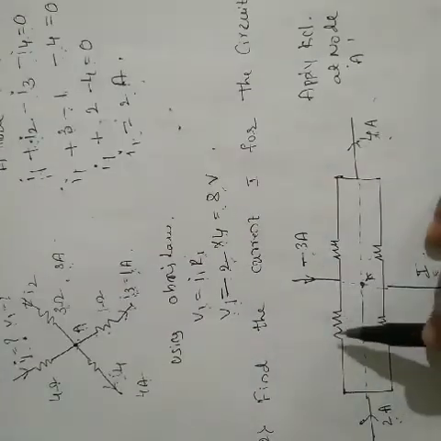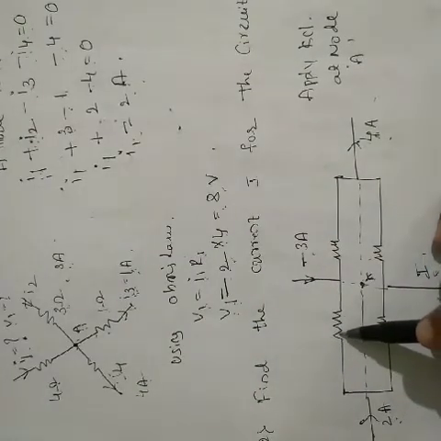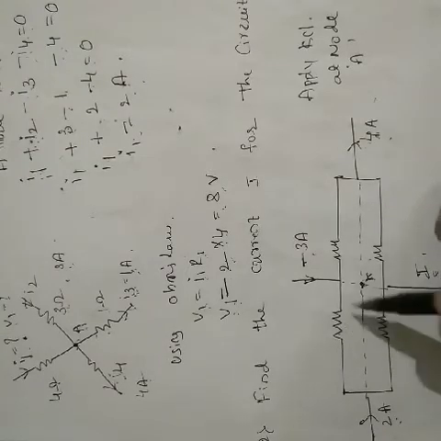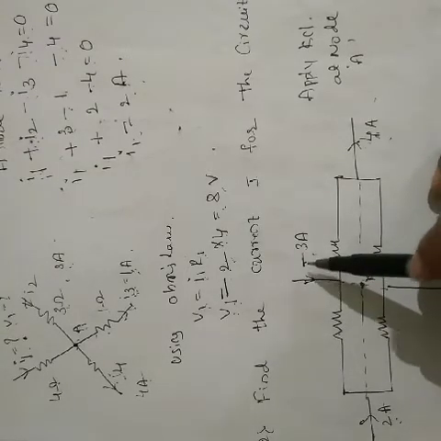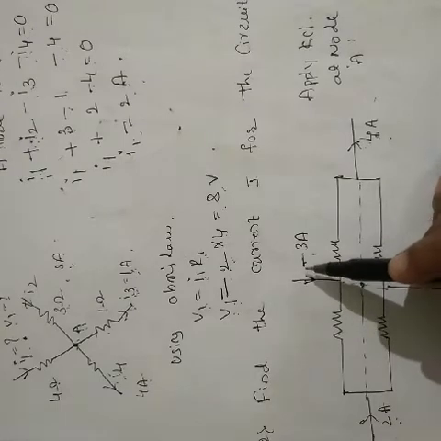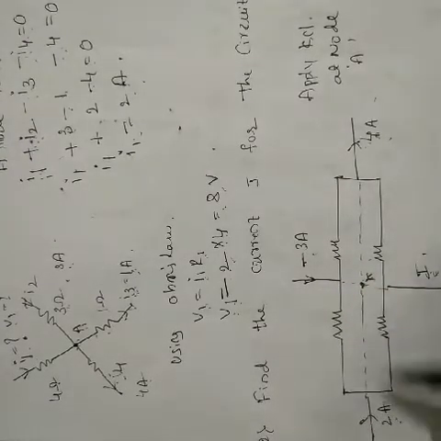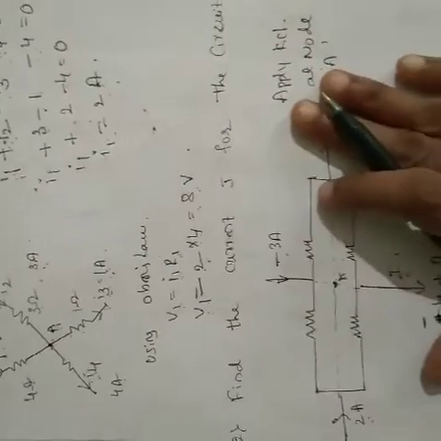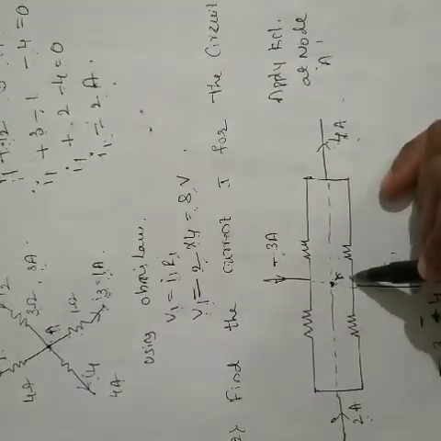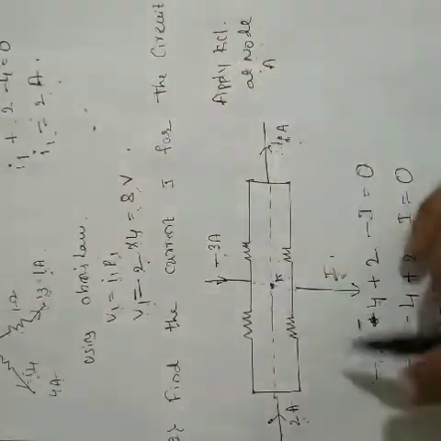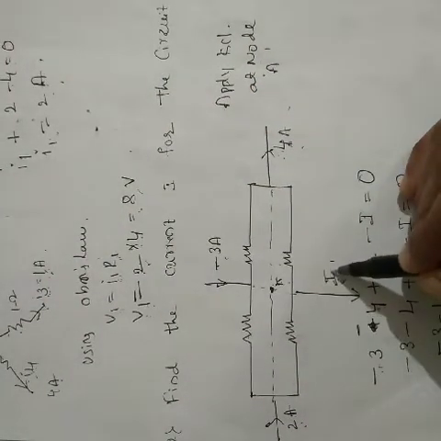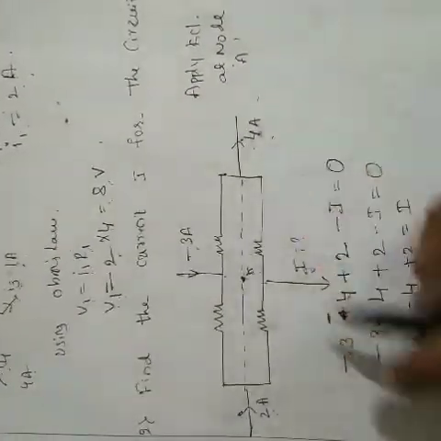Then second, again two resistances are connected in parallel, having 4 branches, minus 3 ampere current I, then 2 ampere, then 4 ampere, this is out. Now these are meeting together at one point. This is called a node. Find the value of I here. I is equal to question mark.